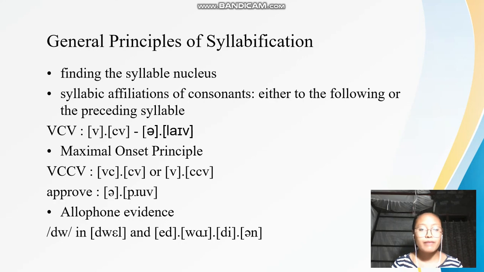So we have to find allophone evidence. For example, with the consonantal cluster d and w, it is possible to be an onset in the word dwell, but it cannot be in the word Edwardian, because the d here must be the coda allophone for the syllable ed. So it becomes ed, wor, dian.